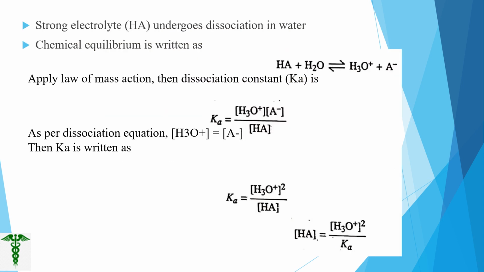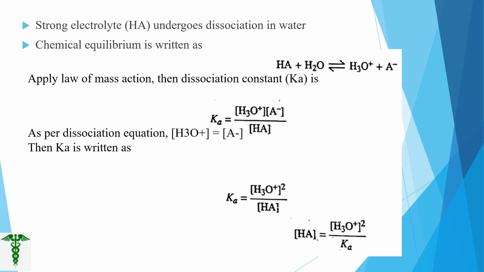Let us name the strong electrolyte HA. It will undergo dissociation. As per chemical equilibrium, HA will become an A minus ion plus a hydronium ion. On this equation, if you apply the law of mass action, we can find the dissociation constant for that particular strong electrolyte. To find it, whatever you write on the right side is divided by the left side portion. So the right side becomes the numerator, and the left side becomes the denominator.